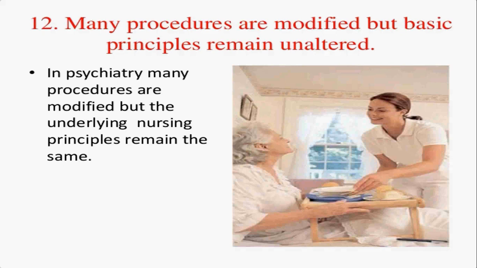Avoid unnecessary increase in the patient's anxiety. Demonstrate objective observation to understand and interpret the meaning of the patient's behavior. Maintain a realistic nurse-patient relationship. We should avoid physical and verbal force as much as possible, and provide nursing care to the patient as a person and not on control of symptoms of a disease that he or she is suffering from. Explain routine procedures at the patient's level of understanding. And the last one we have seen is many procedures are modified but basic principles remain unaltered. So this is all about principles of psychiatric nursing.